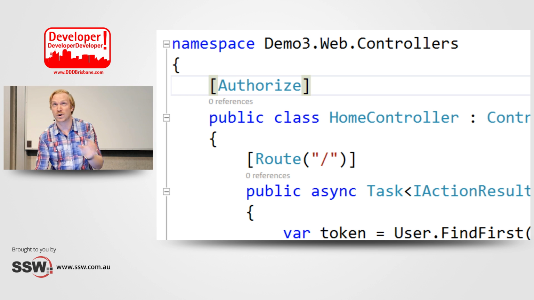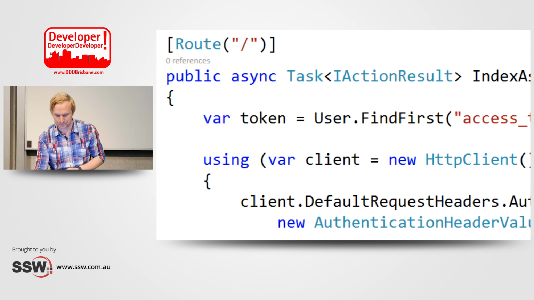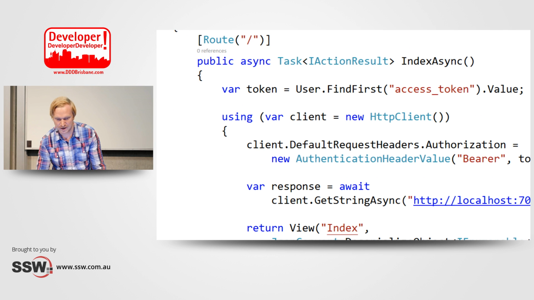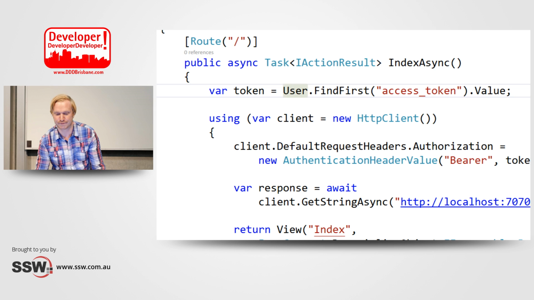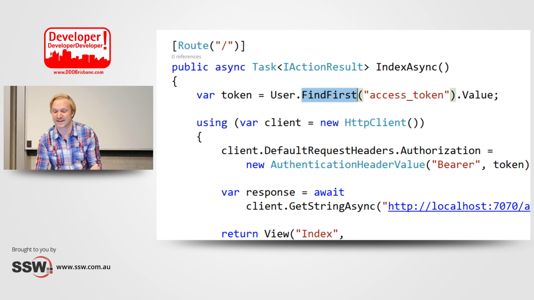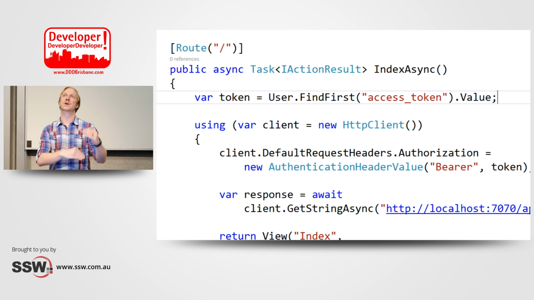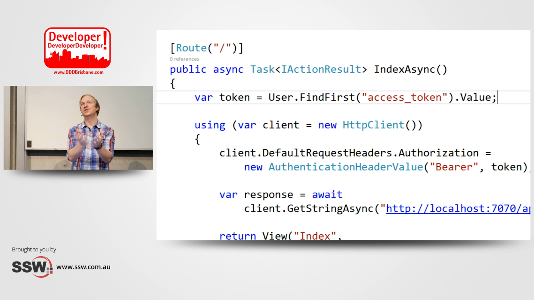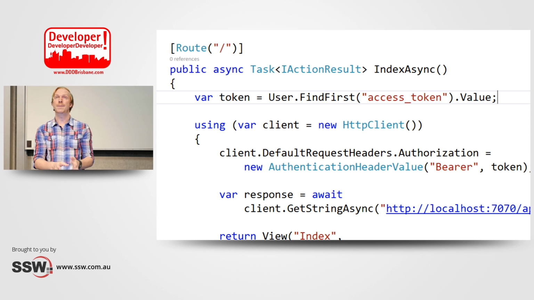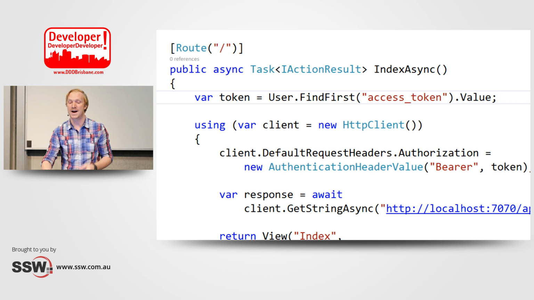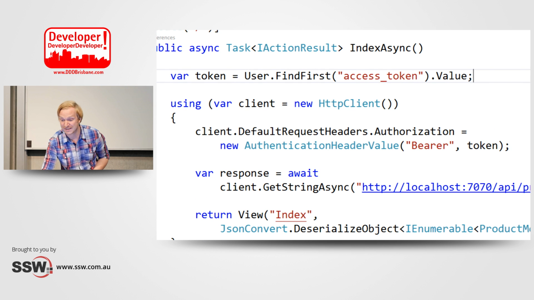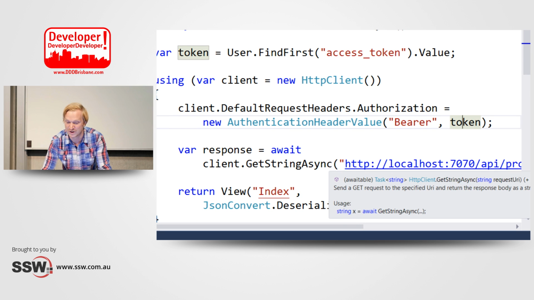So once we're logged in, once we've redirected back to our application, we can use the token, which we can find by doing user.findFirst, which lets us find a specific claim. A claim is something that is present in that payload that we saw in the access token. So in this case, the user's credentials that we have in our cookie for our web app include the access token that we use to talk to the API. So when I have that, I can simply do an HTTP call by setting the bearer token to that token, simply doing the same type of request that we saw before.